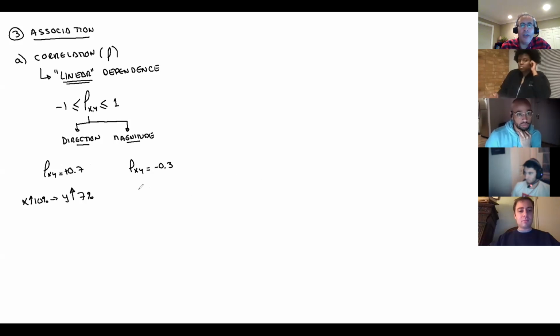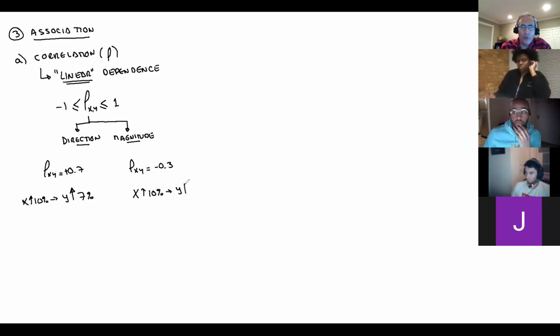Now imagine the correlation of x and y equals minus 0.3. What happens if x goes up 10%? What happens with y? It goes down, because I have a negative sign here, so the direction is down. And the magnitude is going to be 30% of 10%, so 3%. Make sense, everyone?